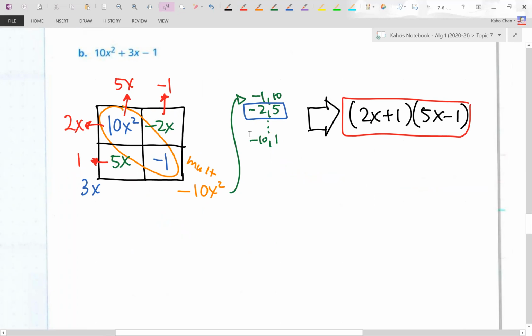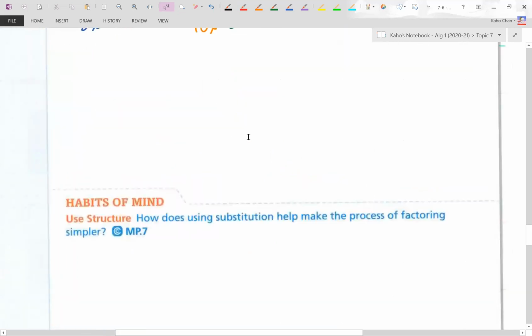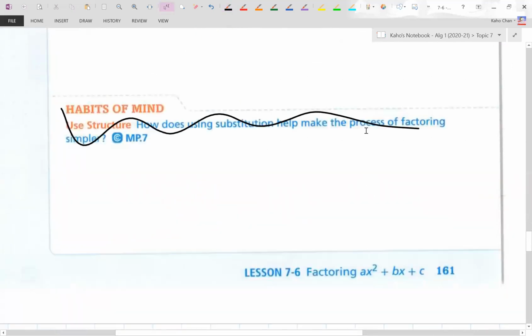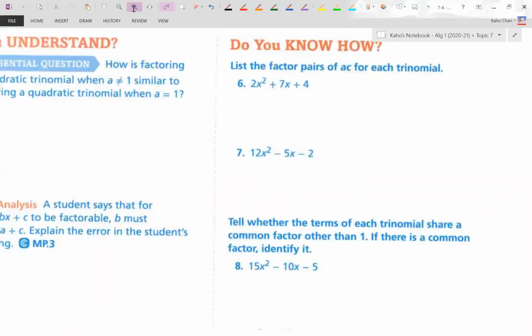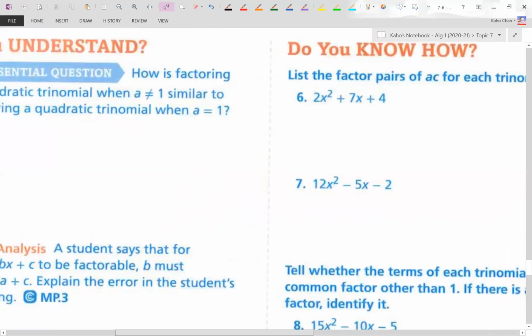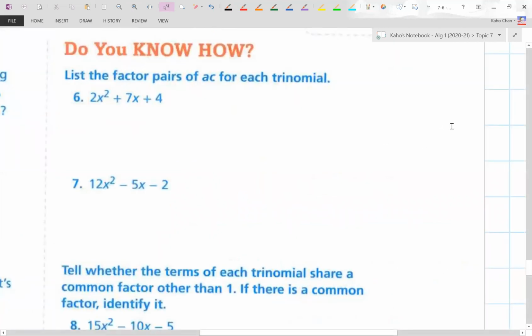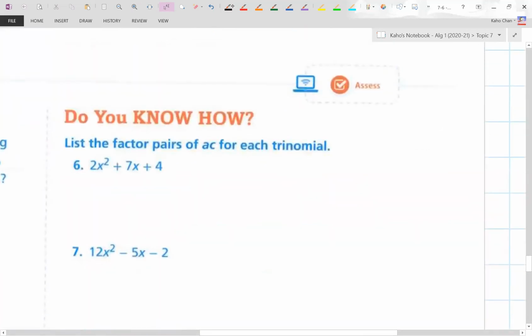We're going to skip the bottom habits of mind and jump to the last page. And the last page is basically all the same stuff. More practice, practice, practice. Here we go. All right. Just a reminder what we're doing. We're dealing with ax squared plus bx plus c.